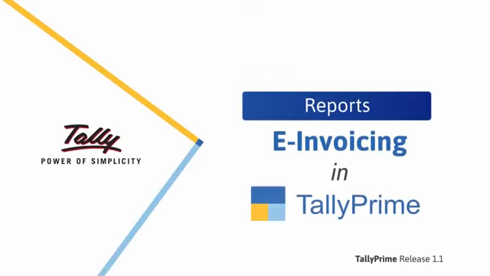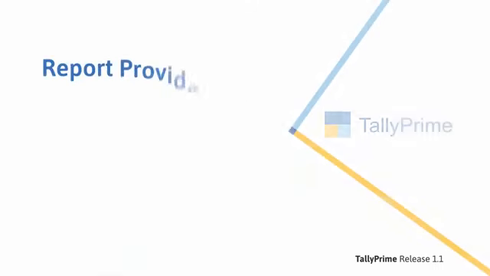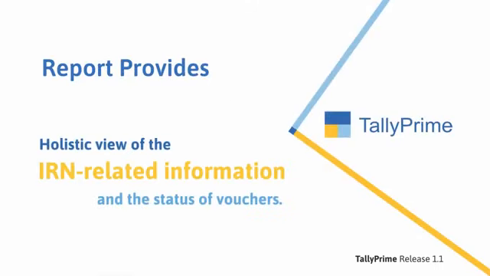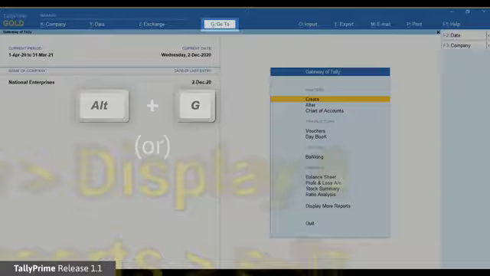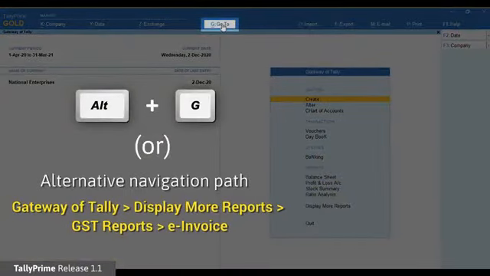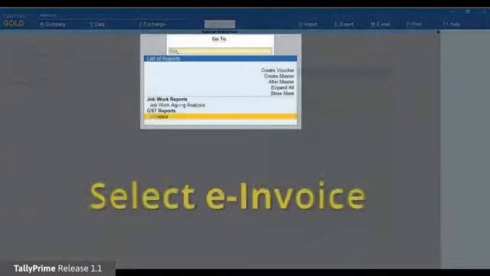Welcome to TallyHelp videos. In this video, you will understand how to use e-invoice report in TallyPrime to know the real-time status of e-invoices. The report provides you with the holistic view of the IRN-related information and the status of vouchers. To view e-invoice report, press Alt-G and type or select e-invoice.